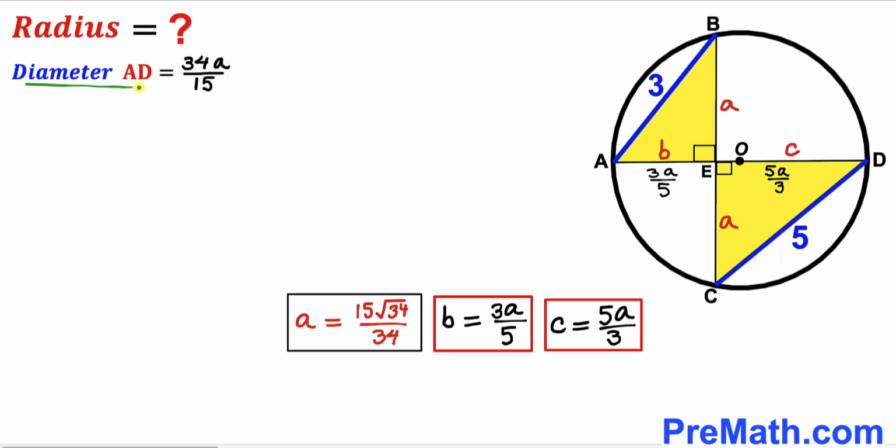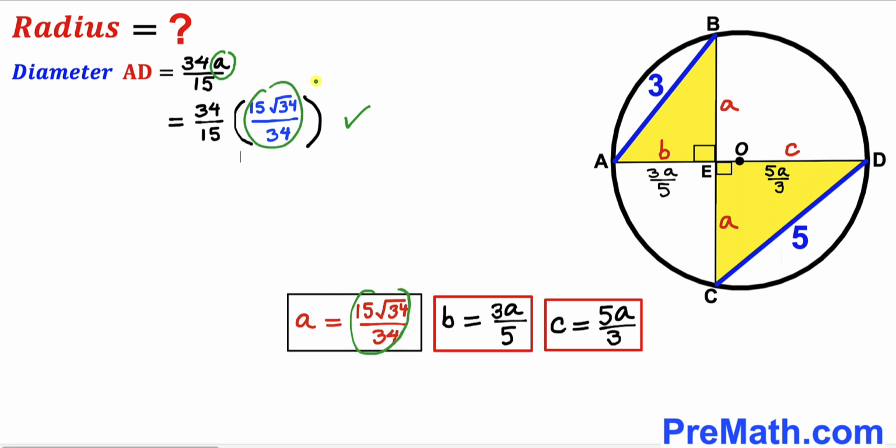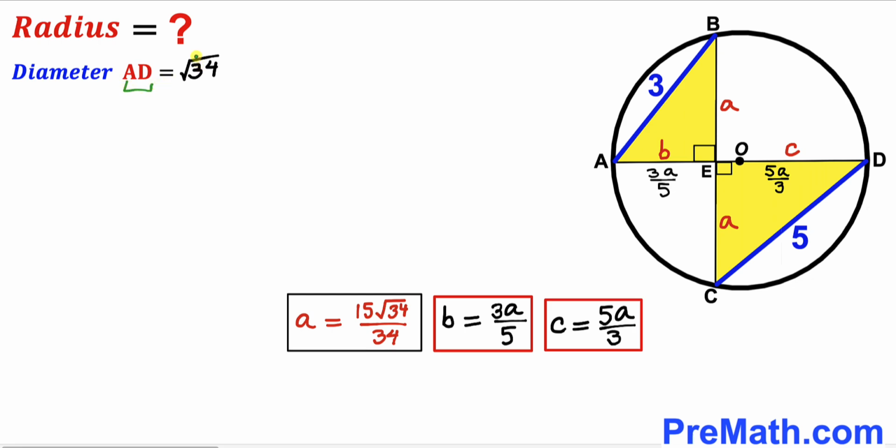And now let's make an observation. We know that our diameter AD is 34 times A divided by 15, and our A value is right here. So I'm going to substitute this value over here. As you can see in this next step, I have replaced this A value with this A value right here. And now we can see this 34 is gone. Likewise 15 and 15 is gone as well. So therefore we end up with simply square root of 34. So our diameter AD turns out to be square root of 34.